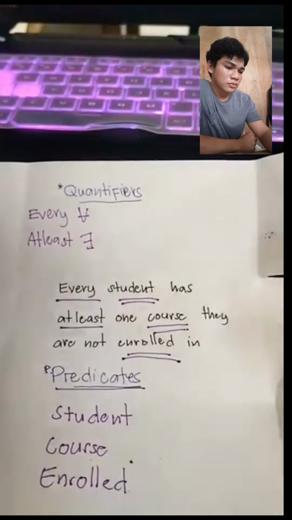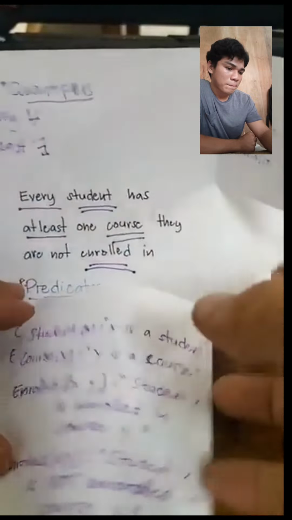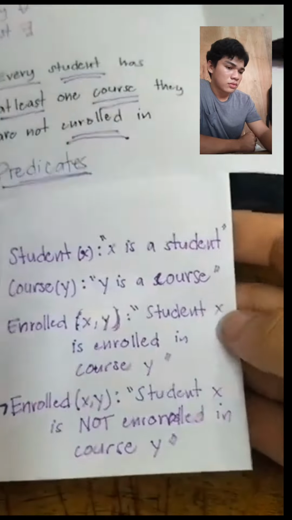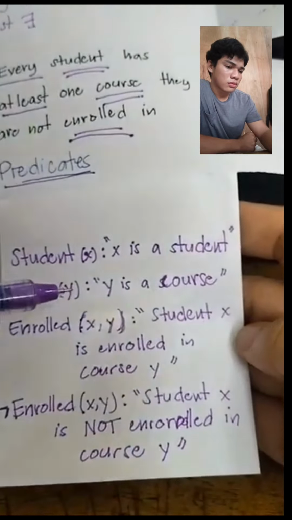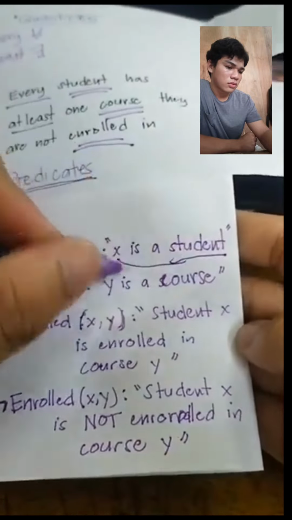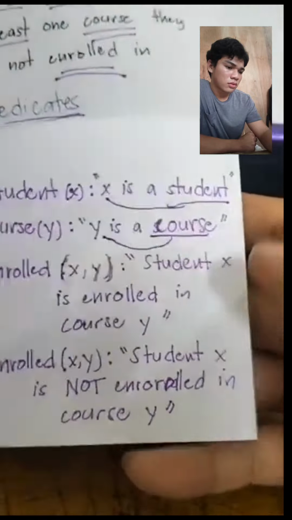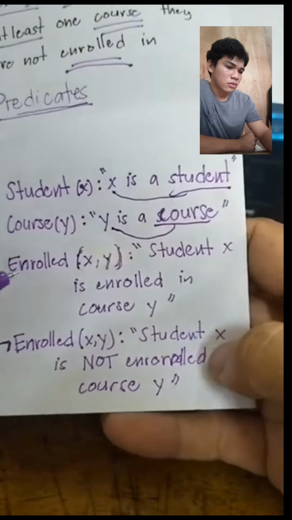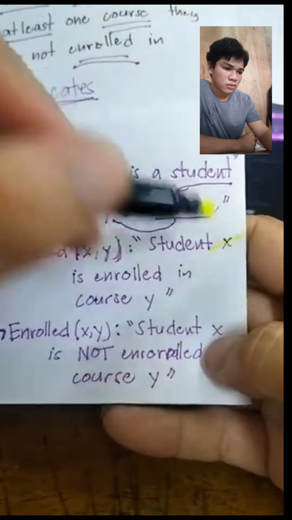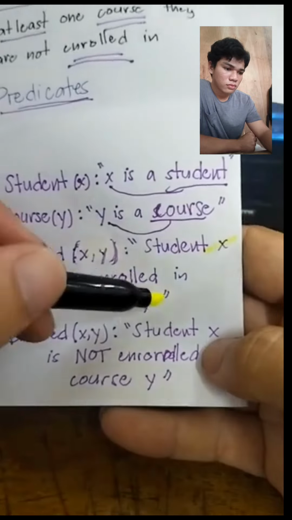Okay, as you can see, I already wrote it down. So "student" here means X is a student, and "course" means Y is a course. Student is the predicate that represents X, and course is the predicate that represents Y. The other predicate we convert to notation is "enrolled." You can read this as student X is enrolled in course Y.